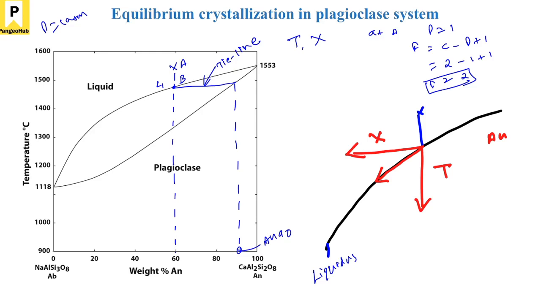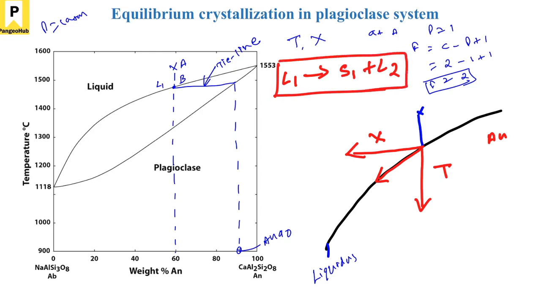So now what has happened? You had a magma at A here. You allowed it to cool, so it started cooling. Till it touched here, you had only liquid. So you calculated the degree of freedom like this. And then as you touched point B, what has happened? At B, liquid L1 has reacted, giving rise to solid S1, and as a result of production of solid S1, the liquid composition changes to L2. So L1 giving rise to S1 plus L2. This is what has happened.